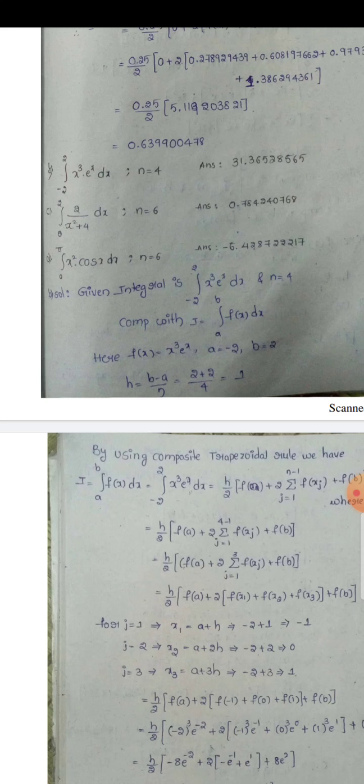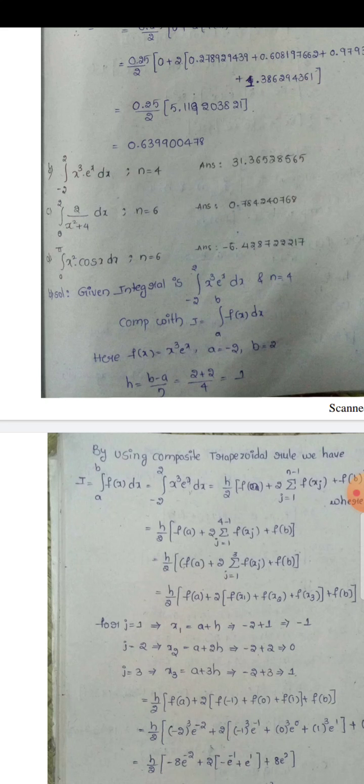Solution. Given integral is integral minus 2 to 2 of x cube e power x dx and n equals 4. Comparing with I equals integral a to b f of x dx, here f of x equals x cube e power x, a equals minus 2, b equals 2, h equals (b minus a) by n equals (2 plus 2) by 4 equals 1.